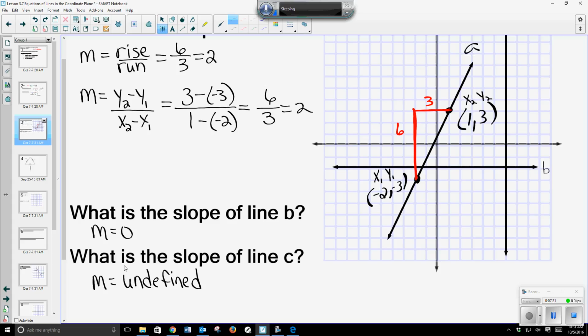Do you know how to tell if a slope is positive or negative just looking at the line on the graph? You read a graph just like you read a book, from left to right. And from left to right, if the line is going up, it's positive. If the line is going down, it's negative. If you have a horizontal line, it's 0, and if you have a vertical line, it's undefined.